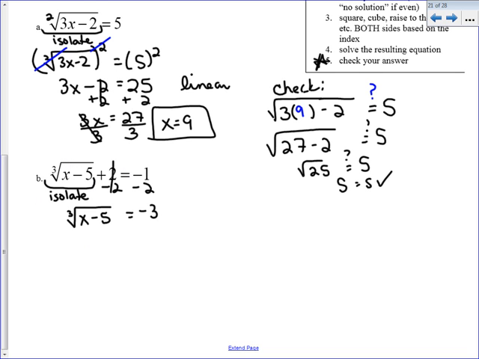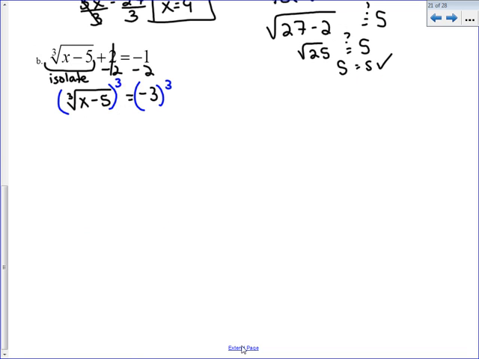And now, what power do you think I should use to clear out a cube root? Cube, yeah. So whatever your index is, that's going to tell you what sort of exponent we need. So I'm going to take this left side and raise it to the third power. I'm going to take the right side and raise it to the third power. Make sure you get both of them, or we've got unbalance.